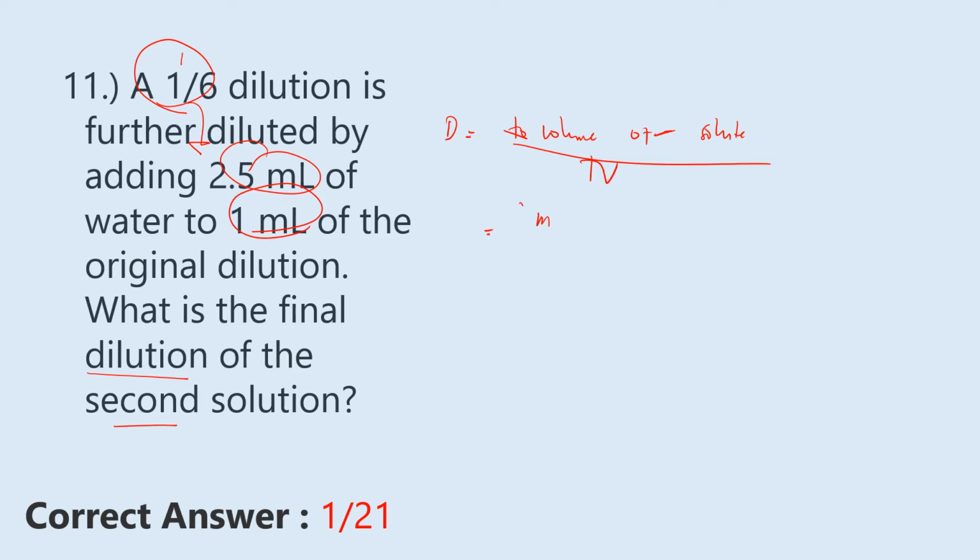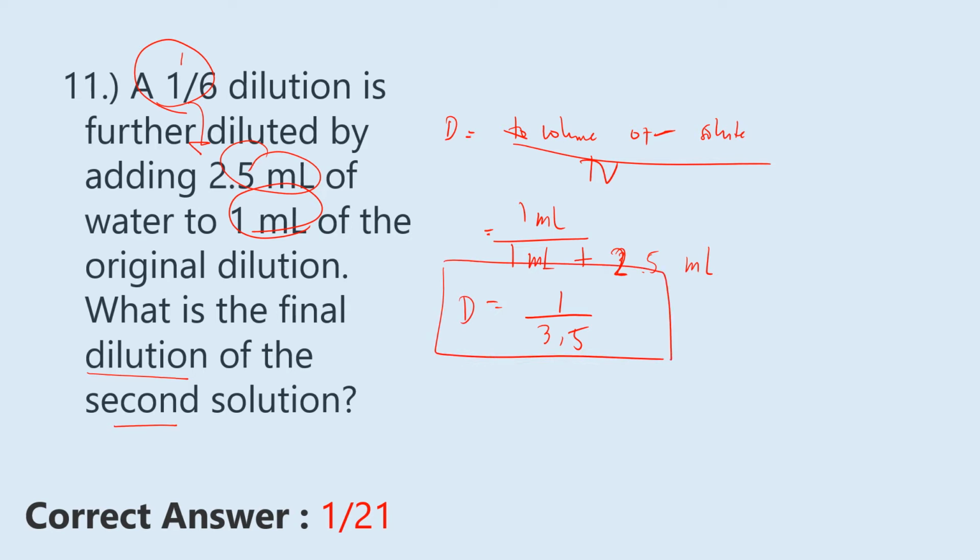So you have 1 ml over the total volume, which is now 1 ml plus 2.5 ml of water. So we have 1 over 3.5. So this is now the dilution of the second tube. But remember, what is being asked now is the final dilution of the second tube. Okay? Kasi nga, diluted na ang kanyang solute.